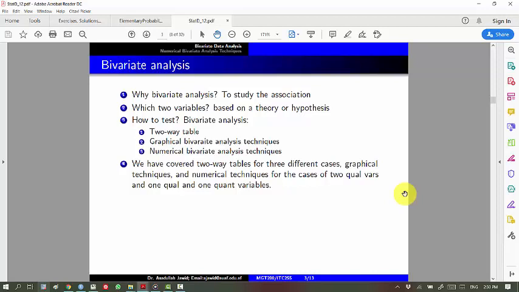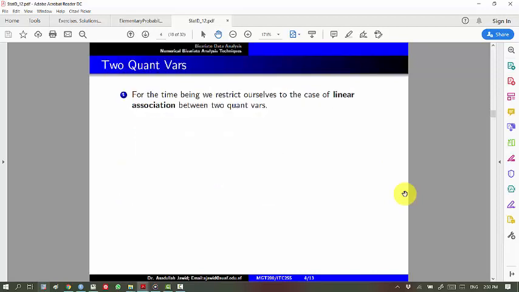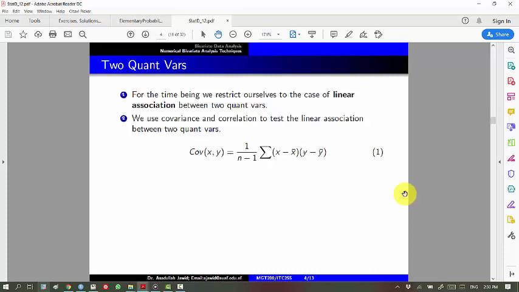Next, we move on to the case of two quantitative variables and see which numerical techniques we have in order to study the association between two quantitative variables. In our course here, we limit ourselves to the case of linear association between two given quantitative variables. In order to analyze the linear association, we use a statistic called covariance. Covariance, as its name suggests, measures the amount of covariation between two given variables x and y, and is calculated using this formula.